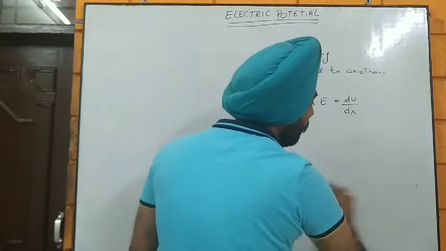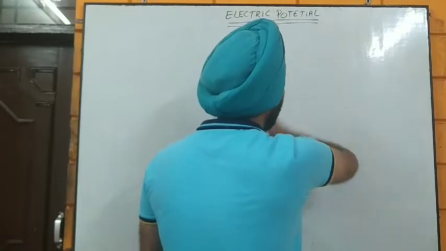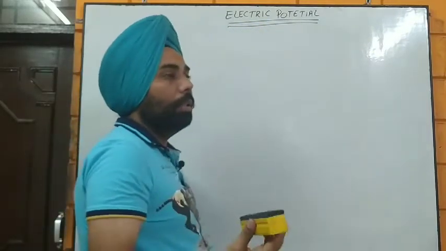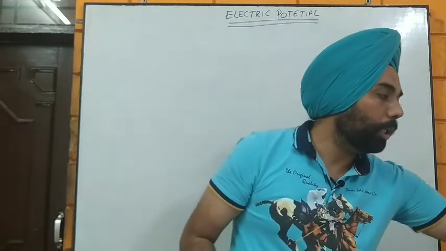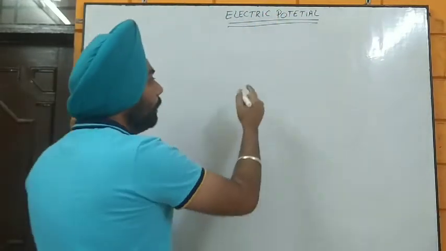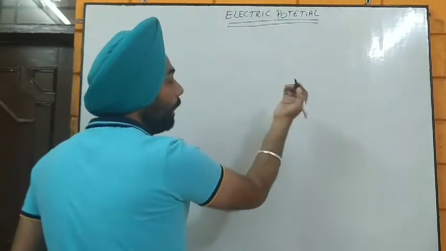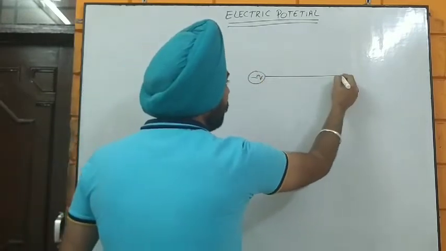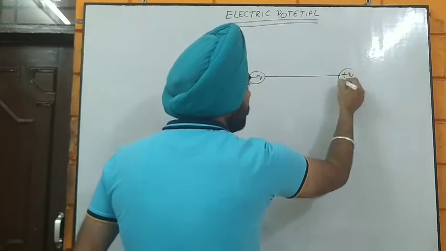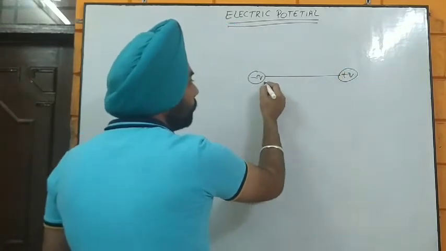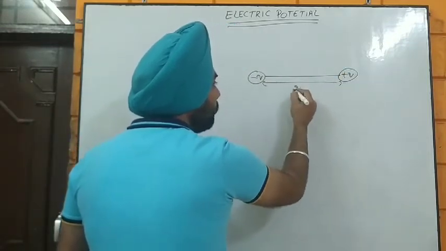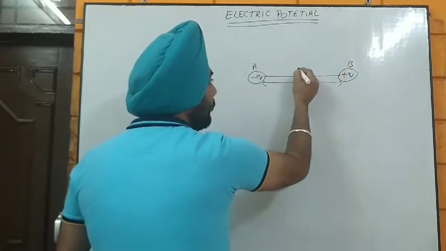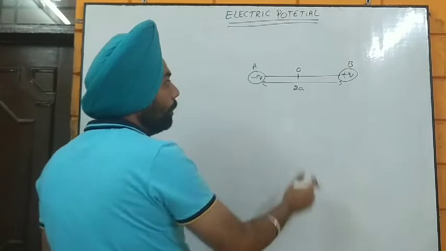We have done a similar kind of topic for the electric field. Now we are moving to nearly the same topic for the electric potential. So let's suppose a dipole here. Now what is a dipole? If we have two equal but opposite charges, let's say the distance between them is 2a. Let's take points A and B here, and let's take the middle point of the dipole as O.